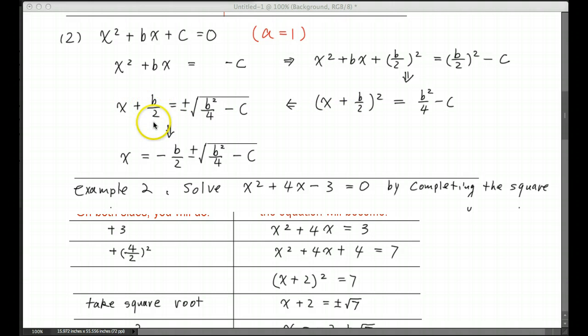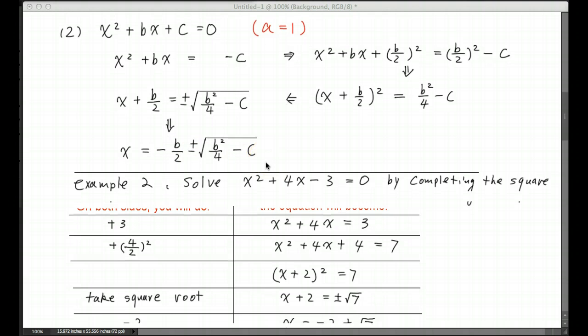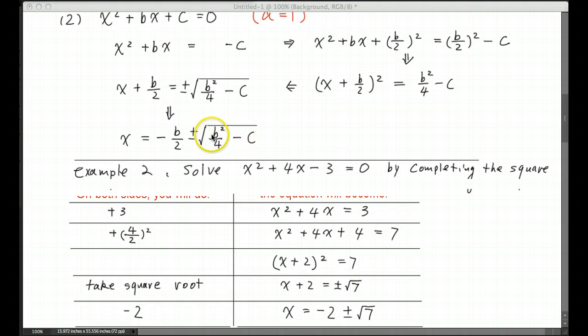So x plus b over 2 equals plus or minus whatever is inside on the right side. Put it into the radical sign, and then just move minus b over 2 to both sides, so you get this. Over to the other side, it becomes a negative. So that would be the root. Of course, there is no real solution if whatever is inside the square root, the radical sign, is negative.